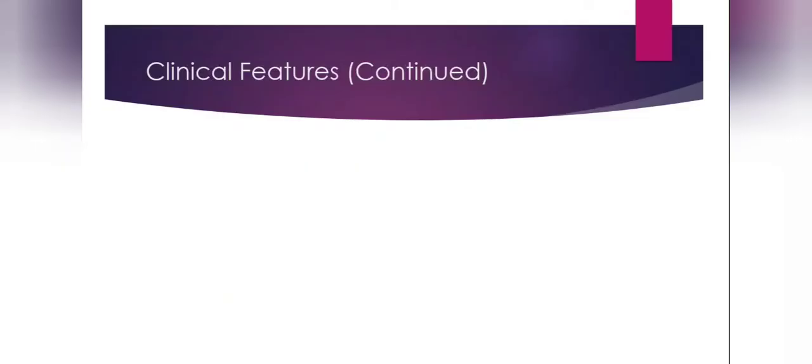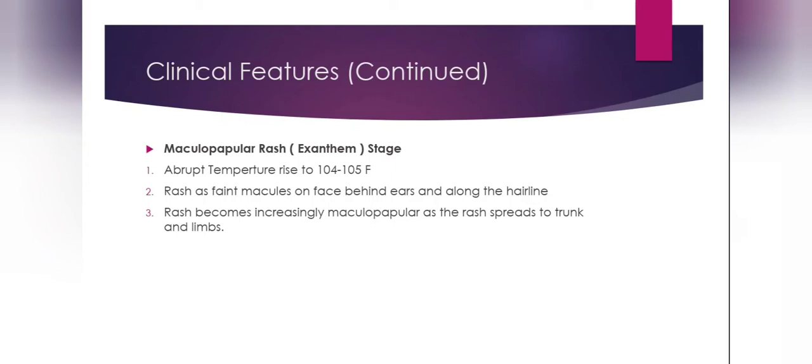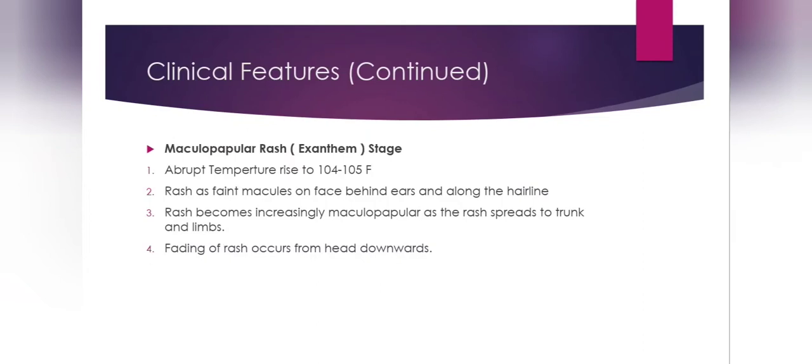Now let's move on to the next stage, that is the maculopapular rash stage. First, there is an abrupt rise to almost 104 to 105 degrees Fahrenheit, that is 40 centigrade, and the rash starts first as faint macules on the face, behind ears and along the hairline. Then the rash becomes increasingly maculopapular as the rash spreads to trunk and limbs. The rash spreads from head to toe, and then the fading of rash occurs in the same way. Fading of rash occurs from head downwards.